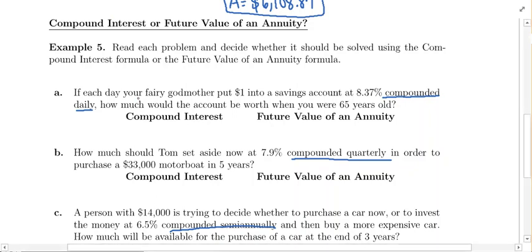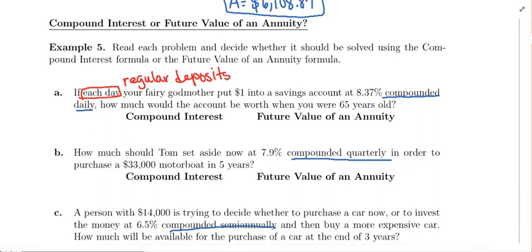So what you're seeing is that the fairy godmother put $1 into the savings account each day. So these are regular deposits. That's what's going on here. It's not a one-time deposit of $1, it's a dollar deposit every single day. So in that case, because your fairy godmother is saving money through regular deposits, you would use the future value of an annuity formula.